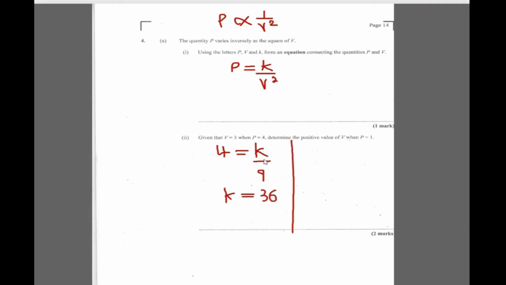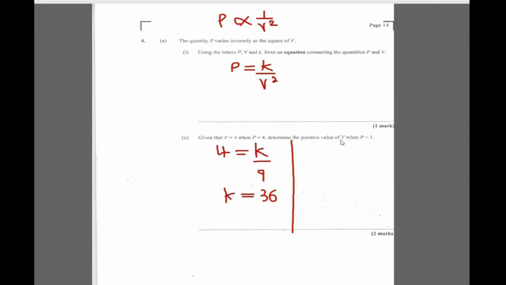All right, K equals 36. Check that again: P is 4, V is 3, 3 squared is 9, K over 9 is 4. We cross multiply to get 36. So K is 36. Now that K is 36, we want the value of V when P is 1. We know that V is going to be bigger than 3 because they're inversely proportional. So as P decreases, V will increase.